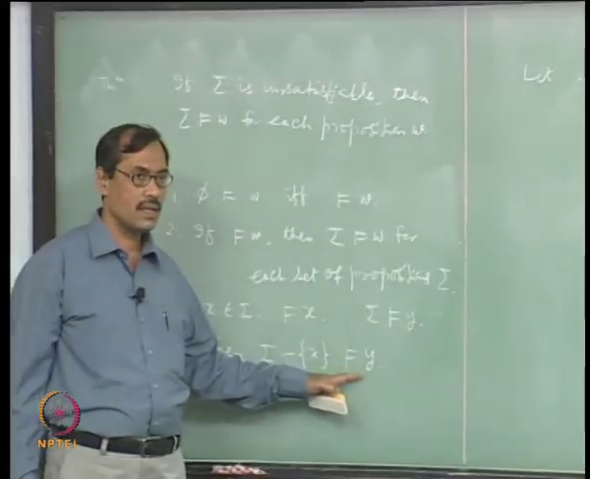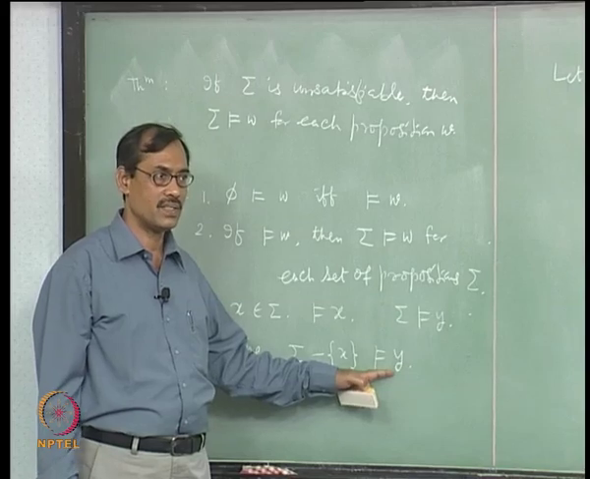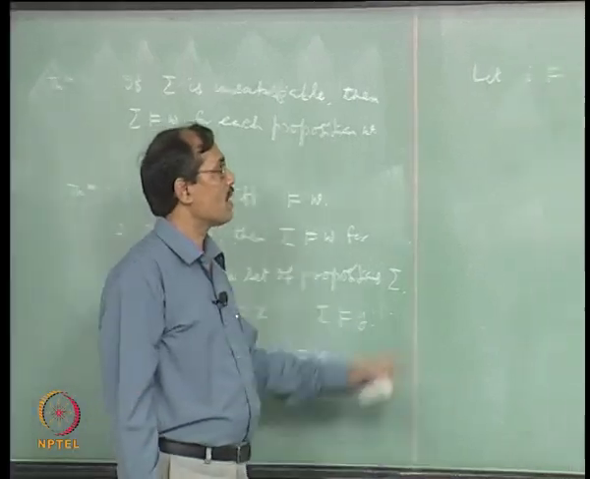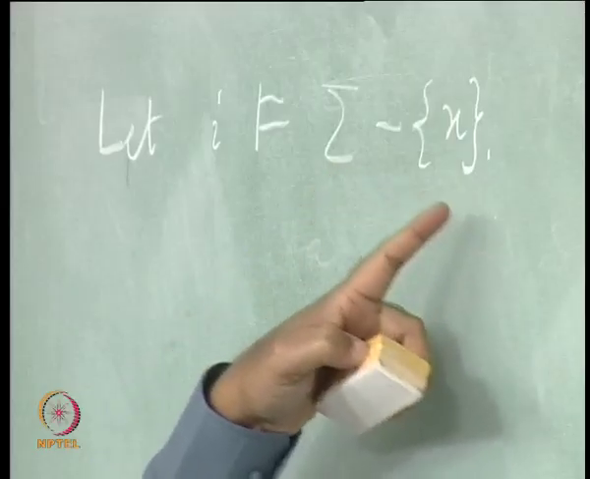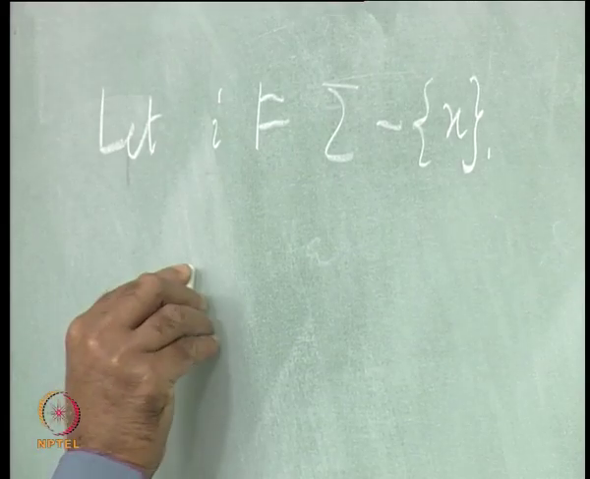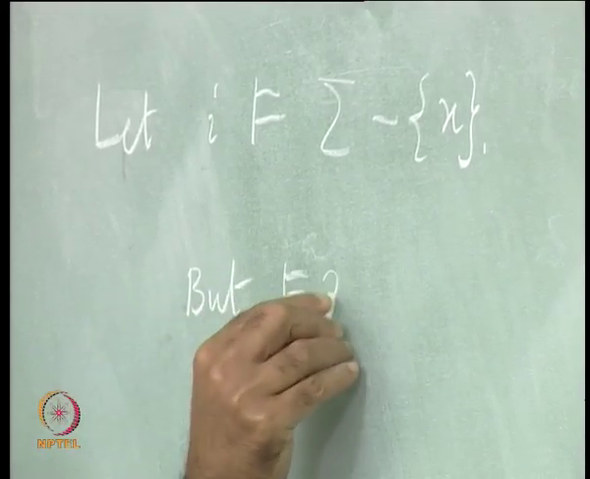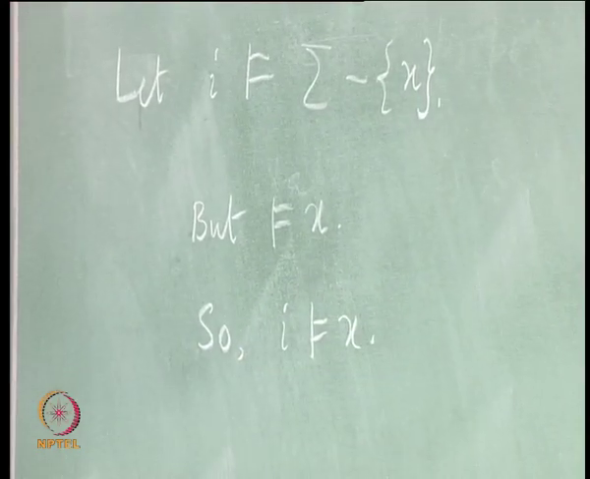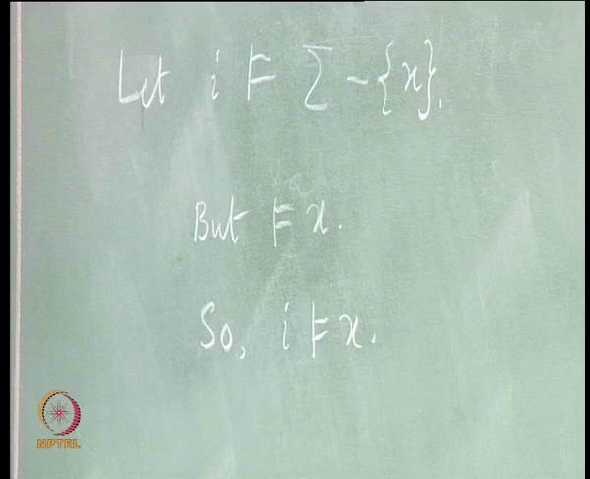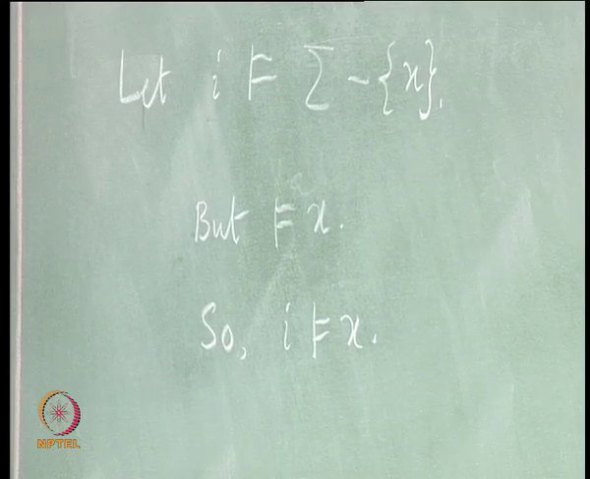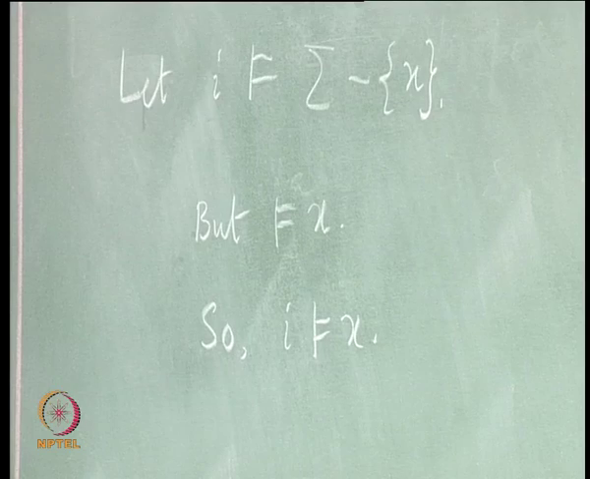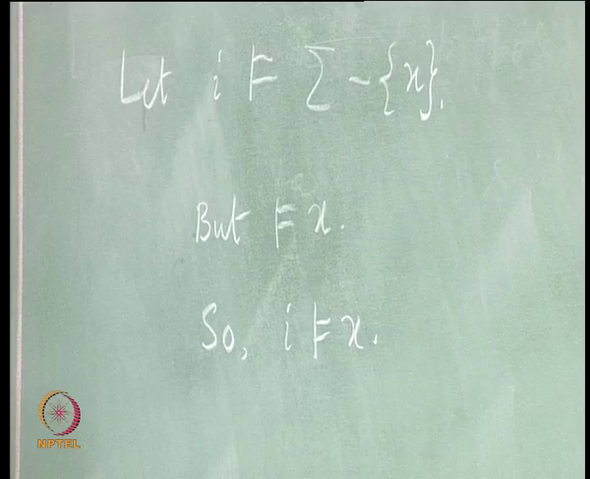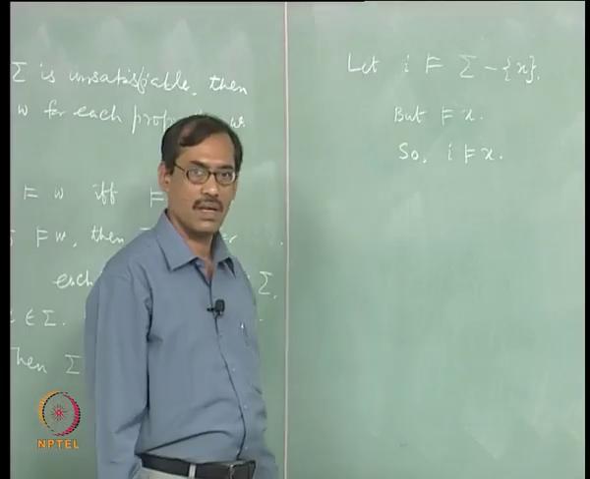Remember, our aim is to show that sigma minus x entails y, that is, I should be a model of y. That is what we want. Now, look at this: I is a model of sigma minus x, but x is valid. So, I is also a model of x. Is that okay? Once x is valid, any interpretation is its model. Here is one interpretation I, and it has to be a model of x. Now, I is a model of sigma minus x, and I is a model of x. So, I is a model of sigma, right.